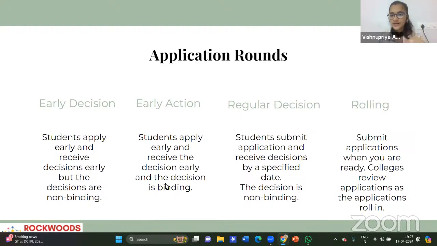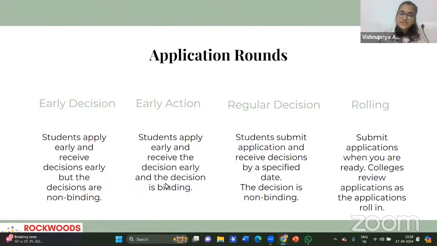I'll come to financial aid also. Then the last kind of round is rolling, where you just send in your application, and the university takes in applications from everywhere and takes the decision on the spot. As the application comes in, they review it and then give out the decision. Because for the other three, there is a specific decision date.